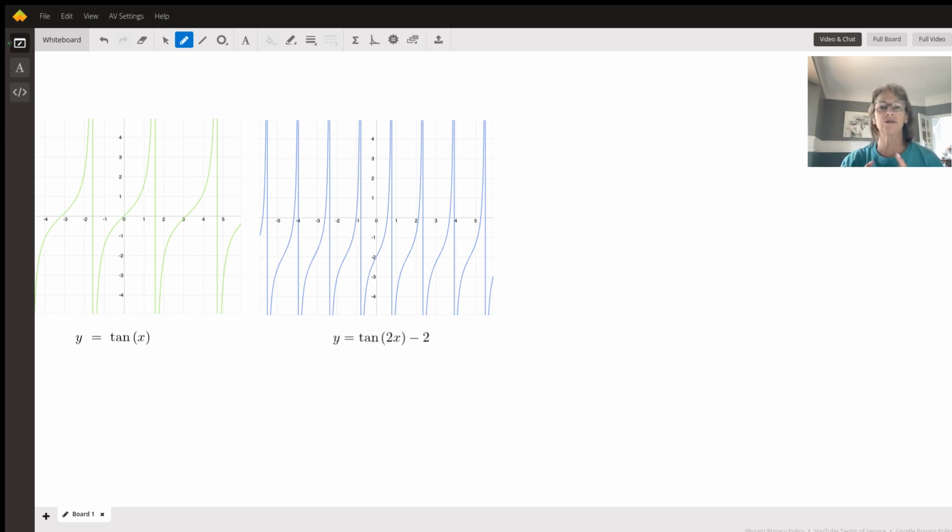And we're using the regular parentheses, not the square brackets, because we do not include the asymptotes.